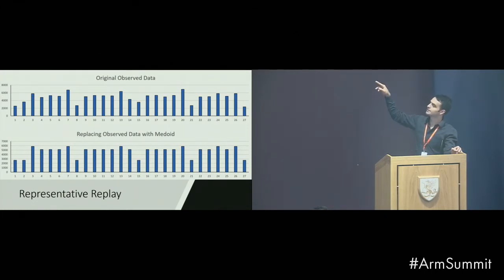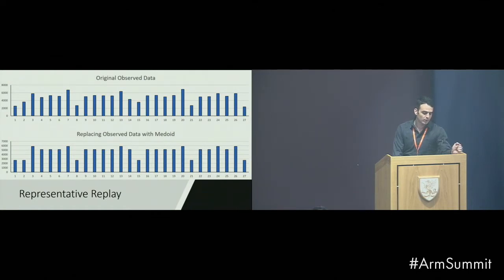And when we replace the groups with the medoid interval, we still get some time-varying behavior. It's not as variable as the original observed data, but it still does change, and unless you take a close look, it looks relatively similar.